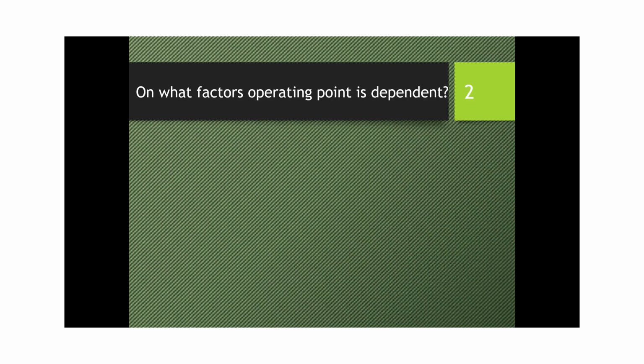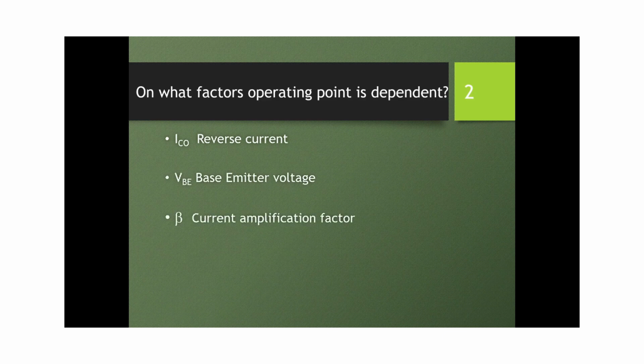So let's move on. On what factors is the operating point dependent? The first one is ICO, the reverse saturation current, the second one is VBE, the base emitter voltage, and the third one is beta, obviously the current amplification factor.